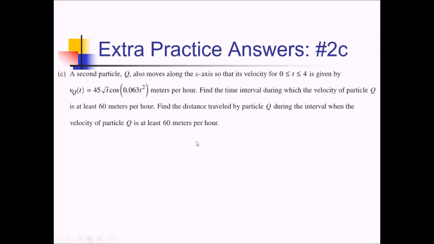For this part of the problem, we have a second particle, q, moving along the x-axis, so that its velocity over the interval 0 to 4 is given by this vq of t function, which is pretty insane looking. So we want to find the time interval during which the velocity of particle q is at least 60 meters per hour, and then find the distance traveled by the particle during that interval. All right, so first we got to plug this in our calculator and see what this looks like. Let's go ahead and do that.